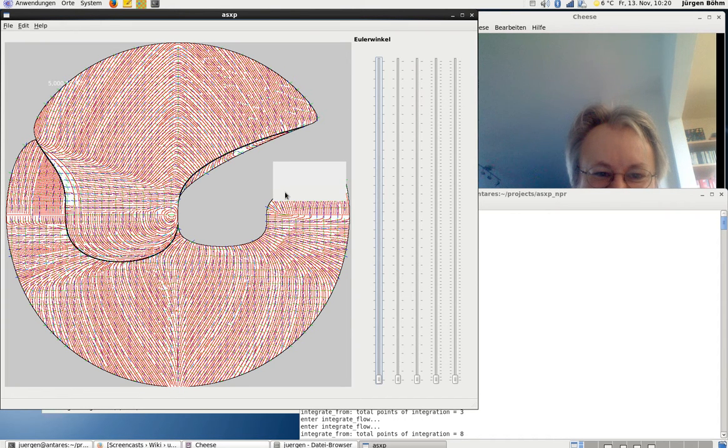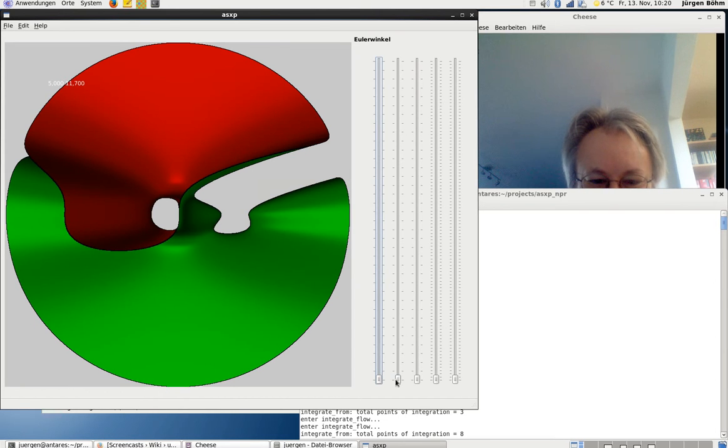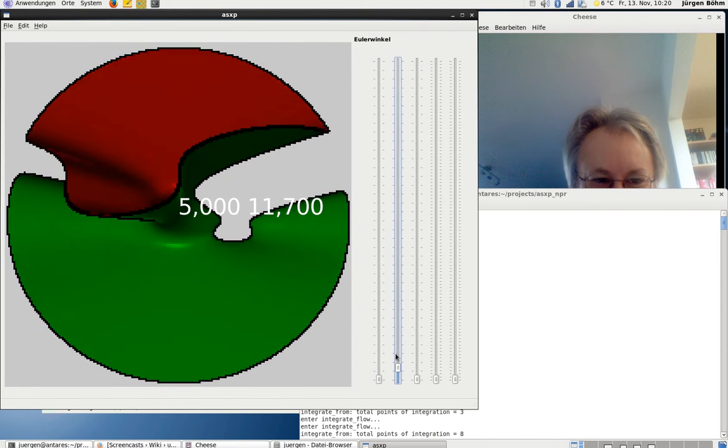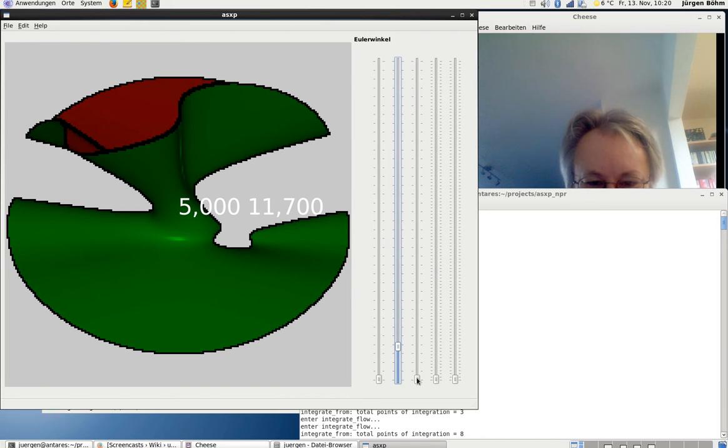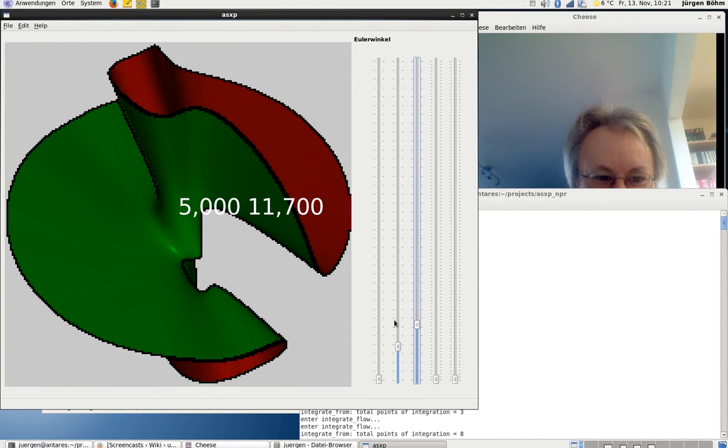As a postscript, so to say, I will go back to the colors display and will show you how we can tilt and turn the surface. So it's really great.